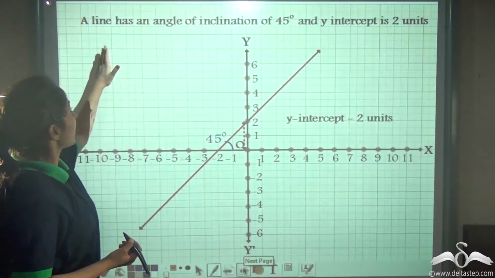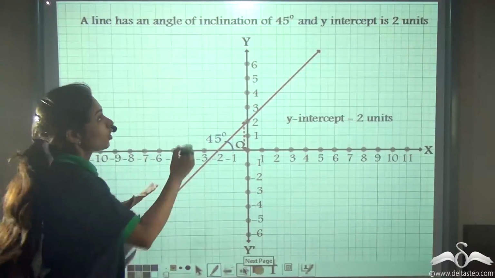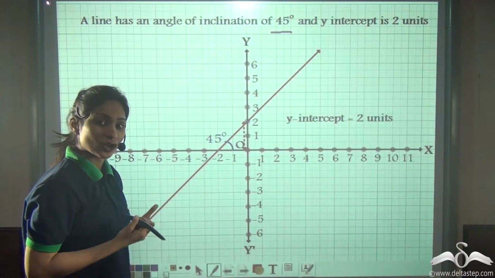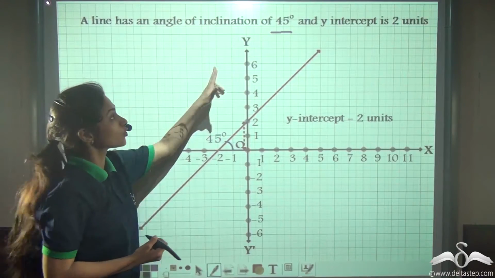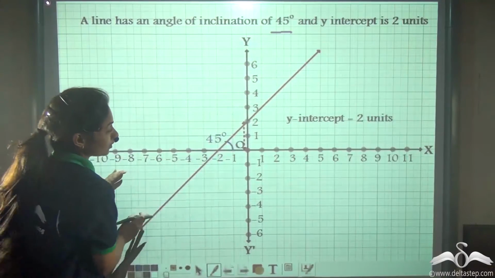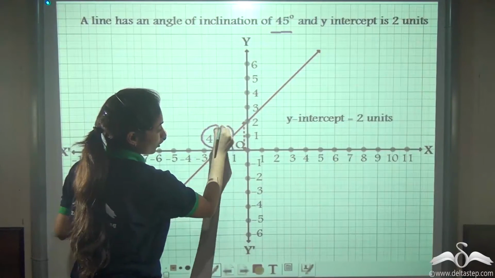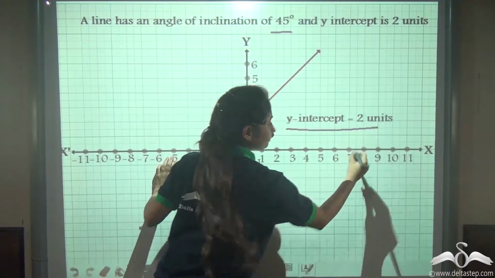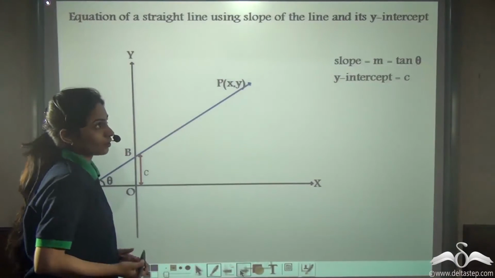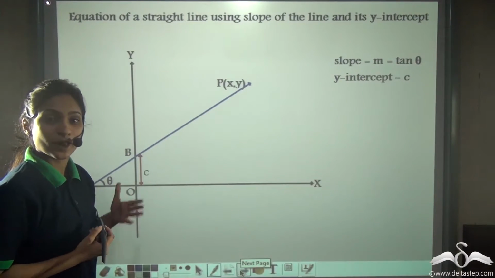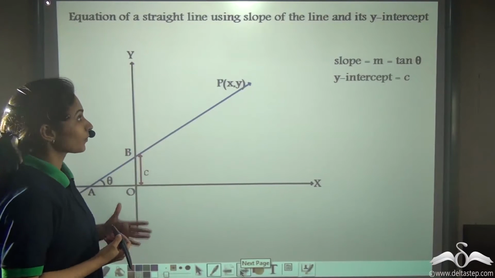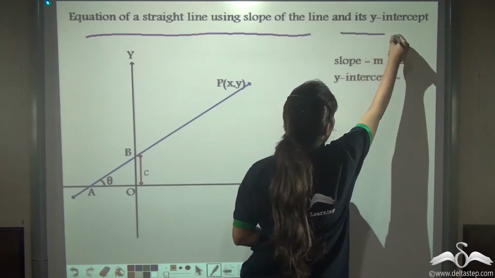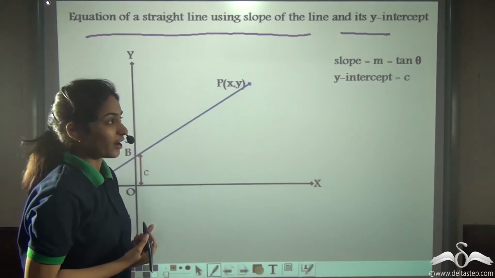Now you know here a line has an angle of inclination of 45 degrees and y-intercept is 2 units. So in the previous lecture you have already seen how we can draw the line using these two pieces of information. Here this line has the angle of inclination of 45 degrees and the y-intercept is 2 units. You can see that. Now let us form the algebraic equation of this information. Here, the equation of a straight line using slope of the line and its y-intercept. This is what we are going to find out.